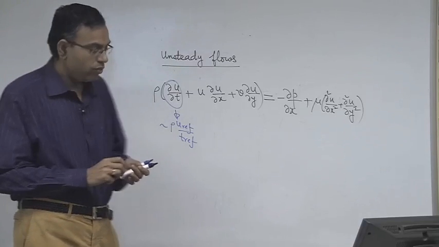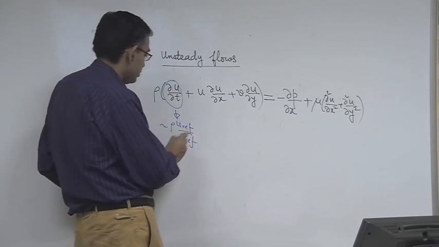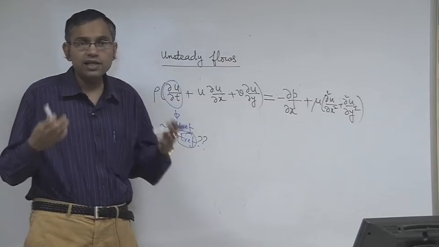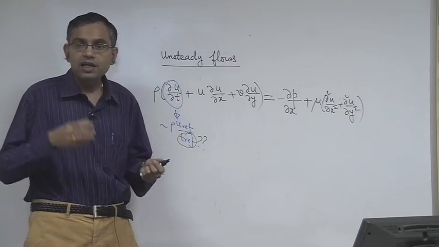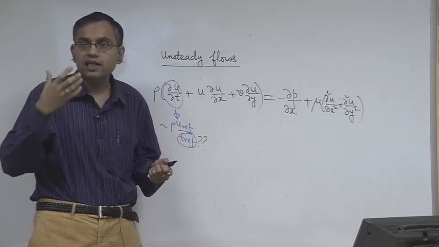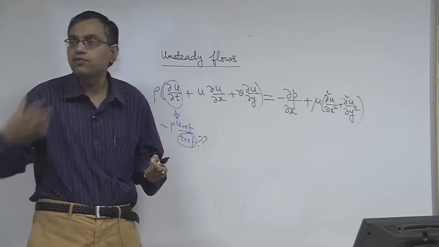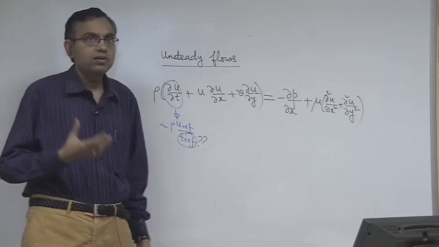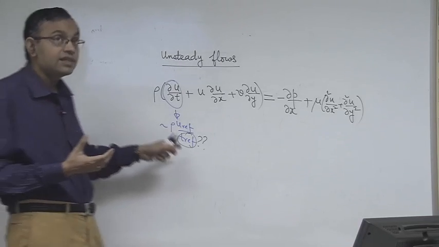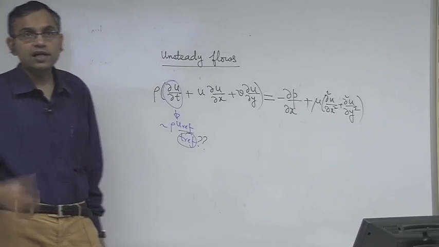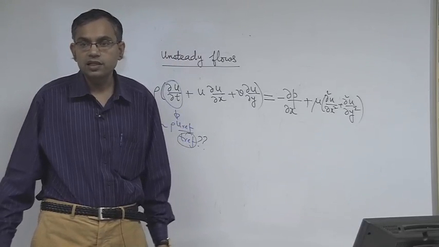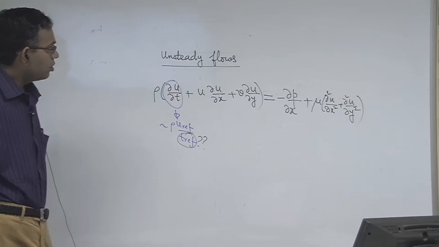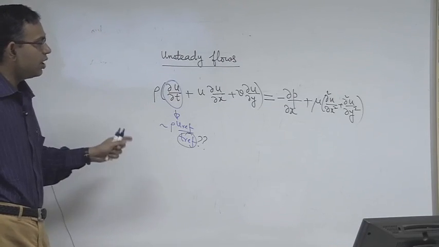The question is, what is this t reference? Physically, what is the characteristic time scale? It is the characteristic time over which characteristic changes in velocity occur within the flow field. Okay. So, now the question is, what is that characteristic time over which characteristic changes will take place? Now, it depends on this.